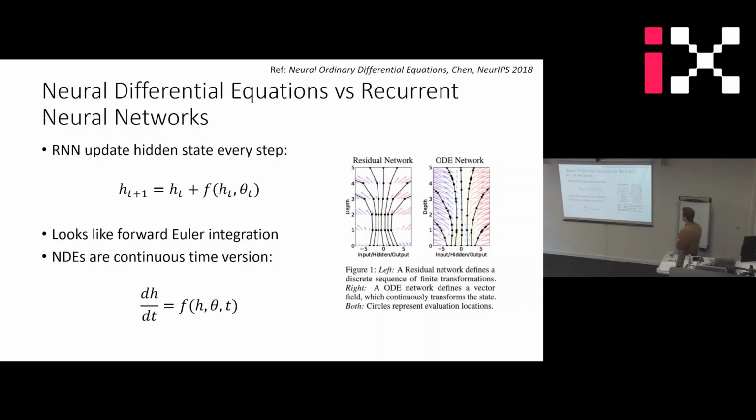So instead, an ODE network looks more like this, where you don't just evaluate at one single depth. It's a continuum instead. So you get much smoother trajectories through the hidden output space, or whatever you want to call it. This is a nice relationship between recurrent networks and what neural differential equations look like.